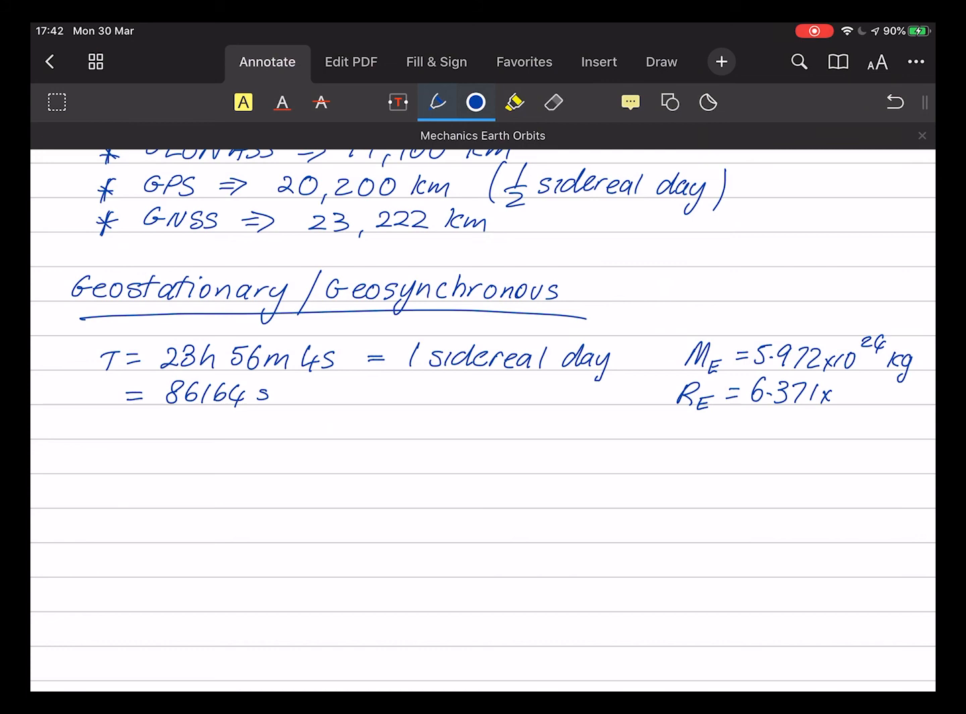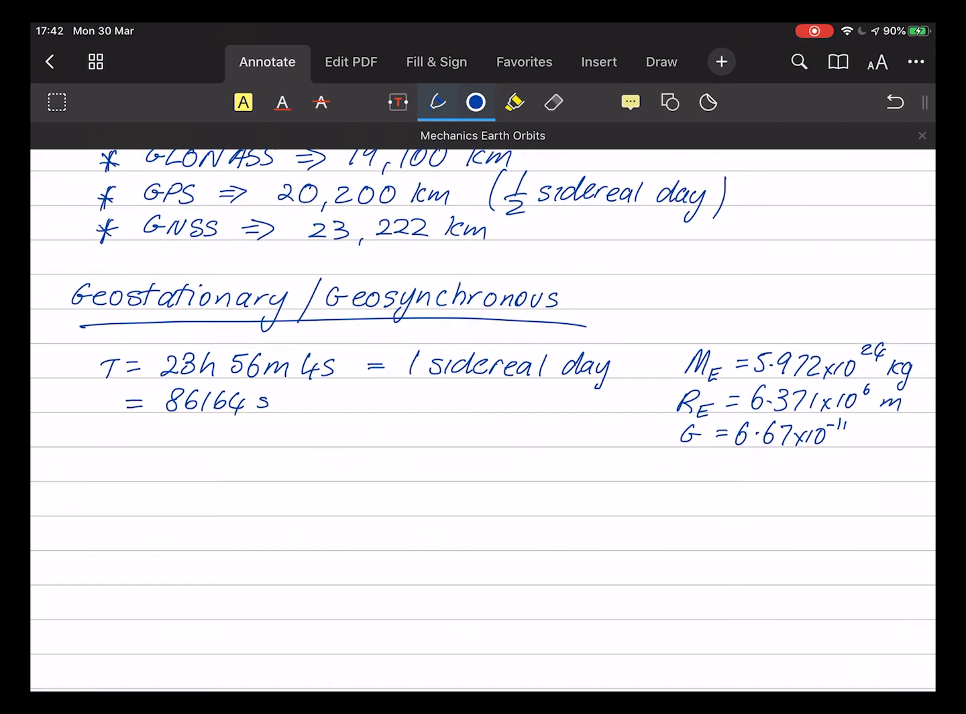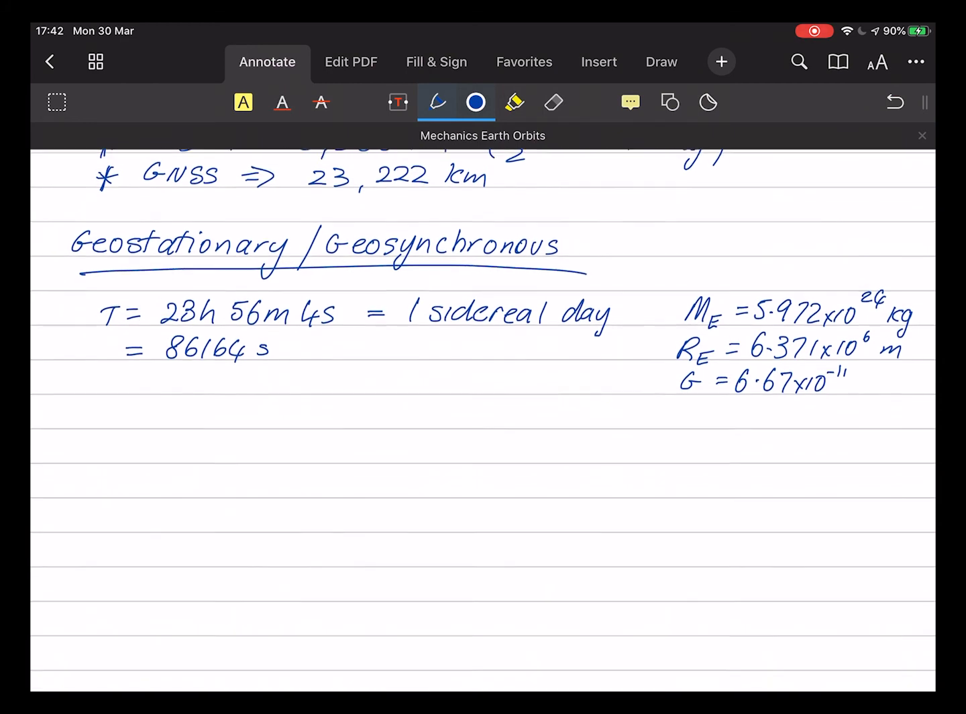So 6.371 by 10 to the 6 meters. Of course, we need the universal gravitational constant, 6.67 by 10 to the minus 11. That should be enough to get me there.